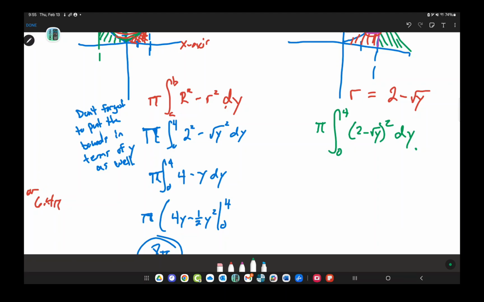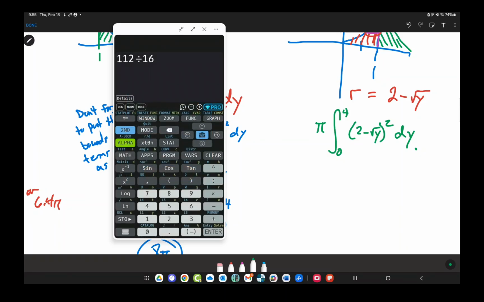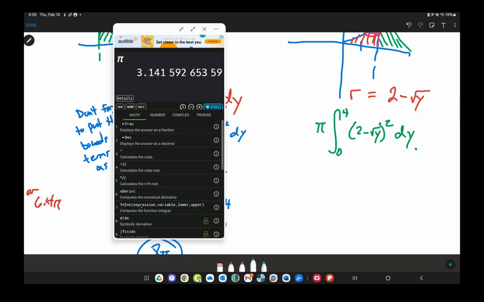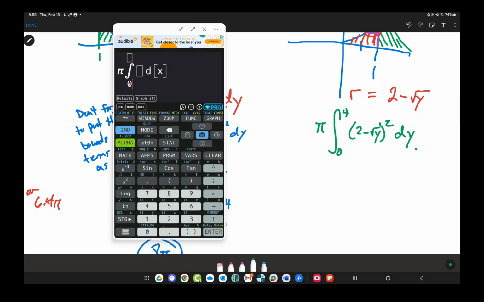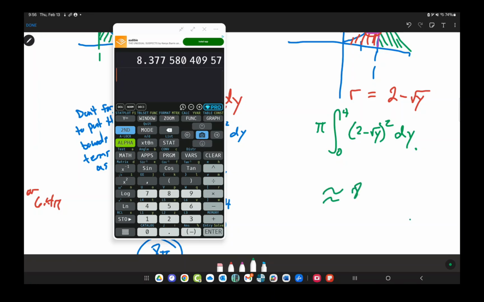Let's just put this in the calculator because I don't want to do this by hand. All right, clear. We have pi times the integral from 0 to 4 of parentheses 2 minus square root, again we can put it in terms of x, it's fine, it's just a variable at this point. Close the parentheses, squared. And we get 8.378.